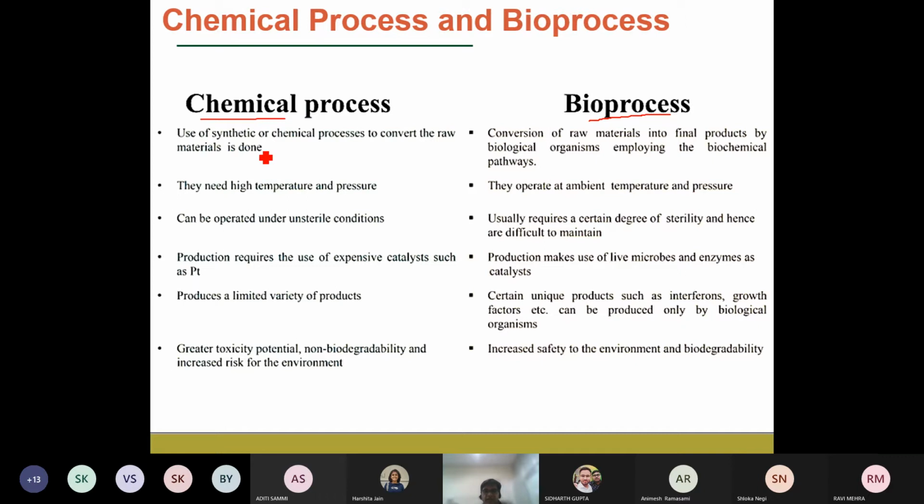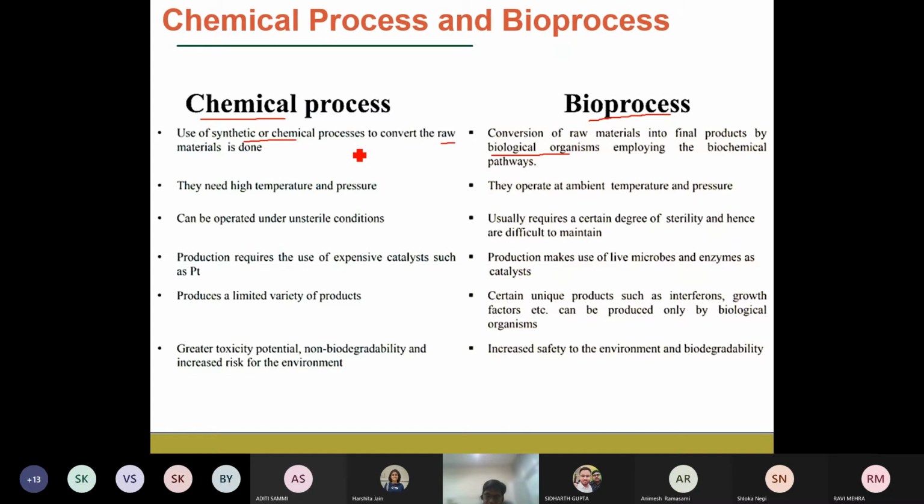So let us see what is the difference between chemical process and bioprocess. In the case of the chemical process, we use synthetic chemicals to convert the raw materials. So our raw materials are nothing but synthetic or particular chemicals. But in the case of bioprocess, the conversion of the raw material into final products is done by biological organisms.